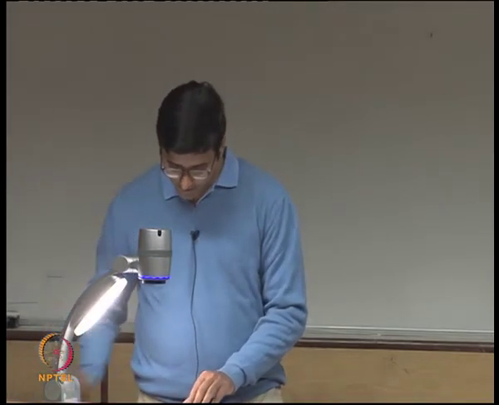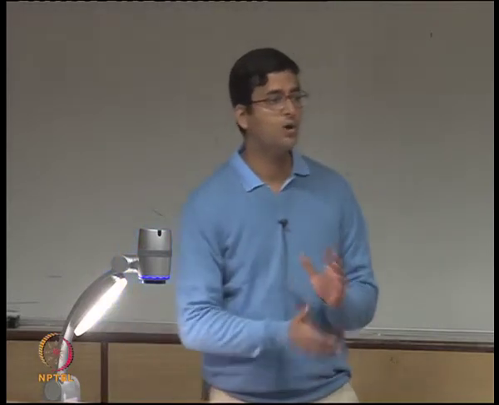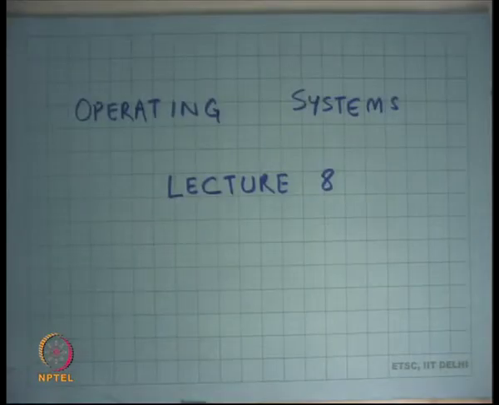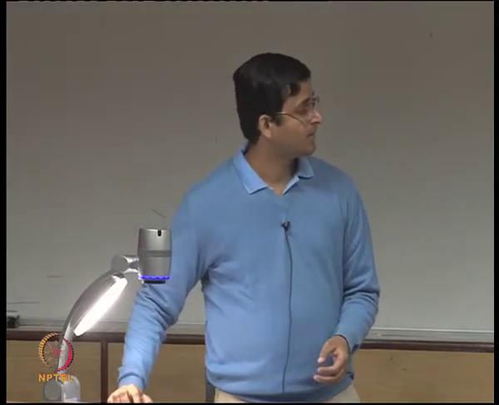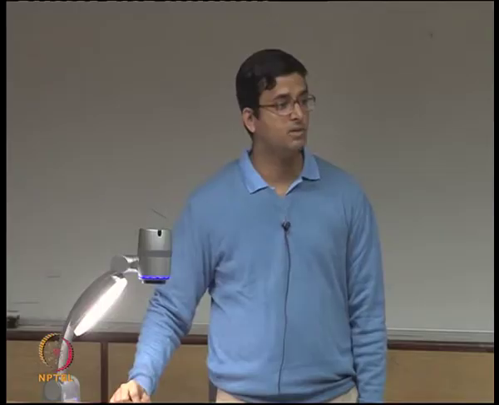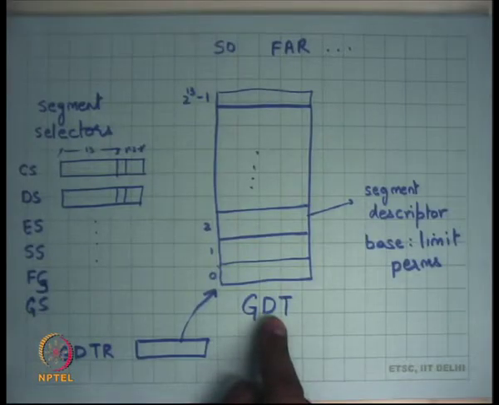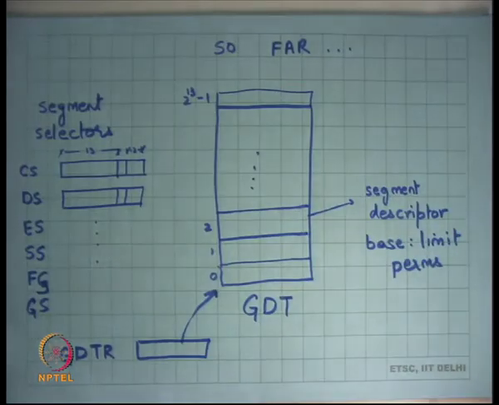So far we have been looking at how an operating system implements the abstractions that it does. The first abstraction we looked at was the address space. And we said segmentation is one way to implement address spaces. There's a structure called a global descriptor table, which lives in the physical memory. It is roughly of the size 2 to the power 13.